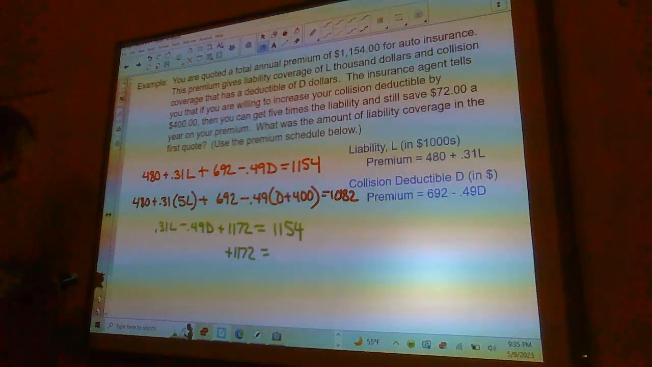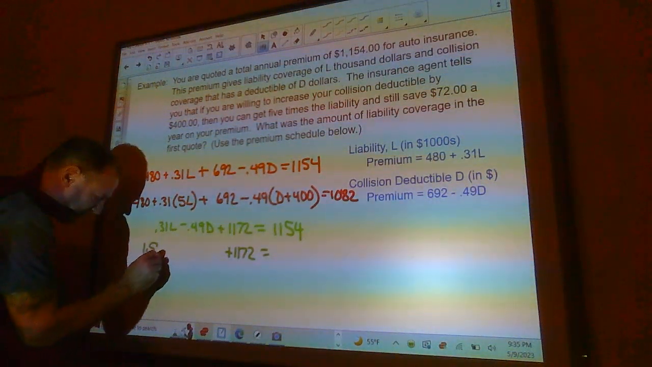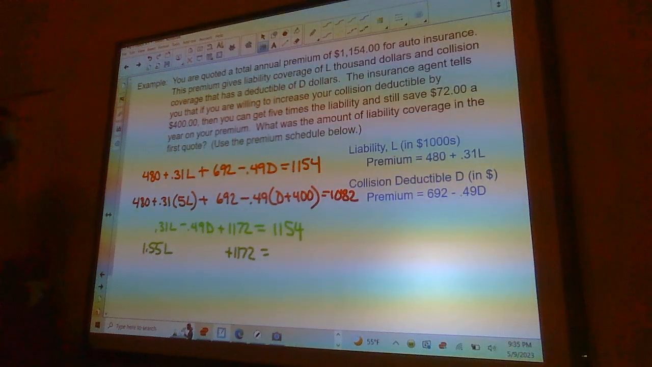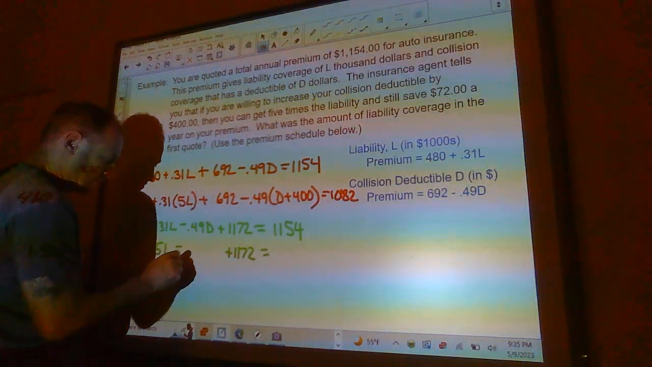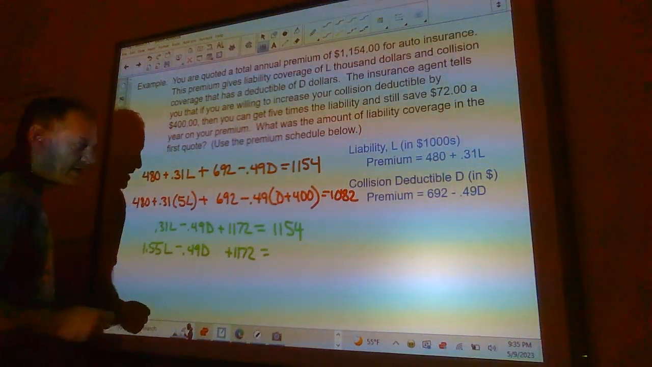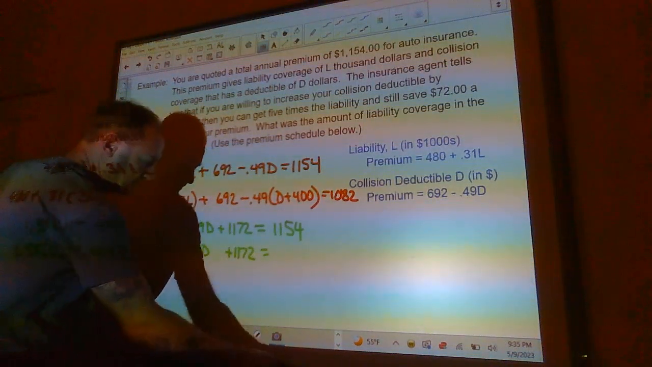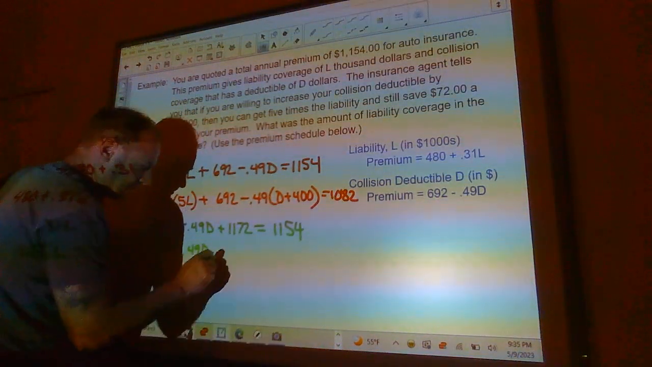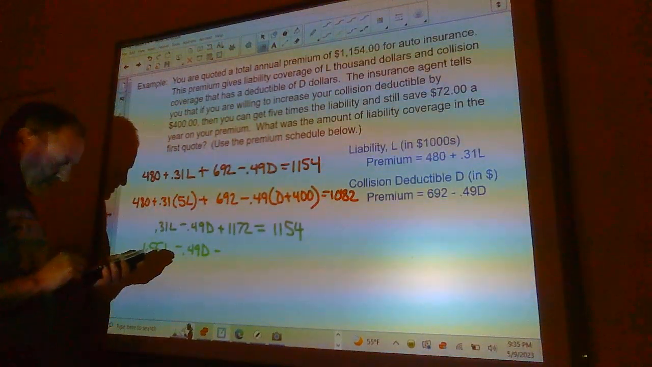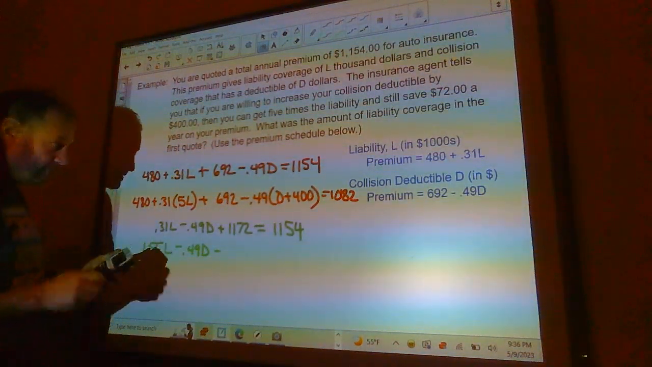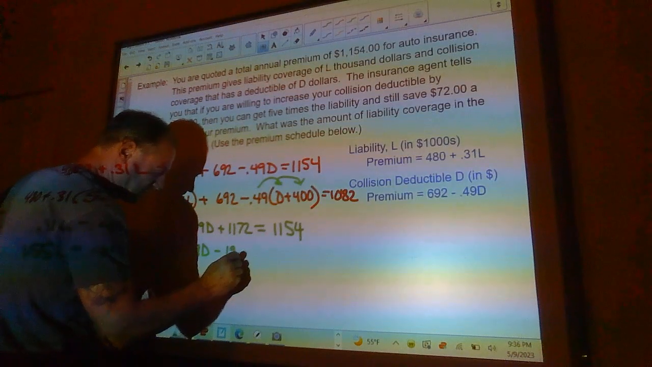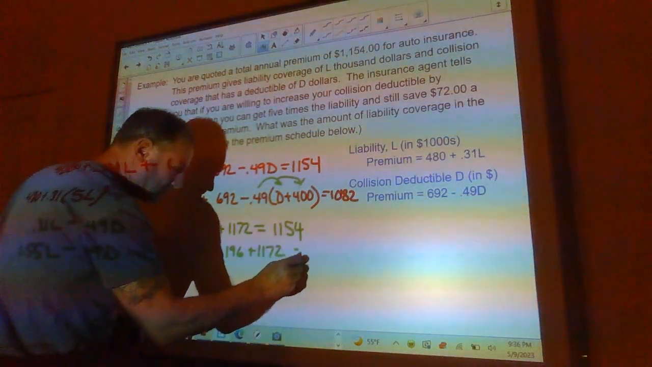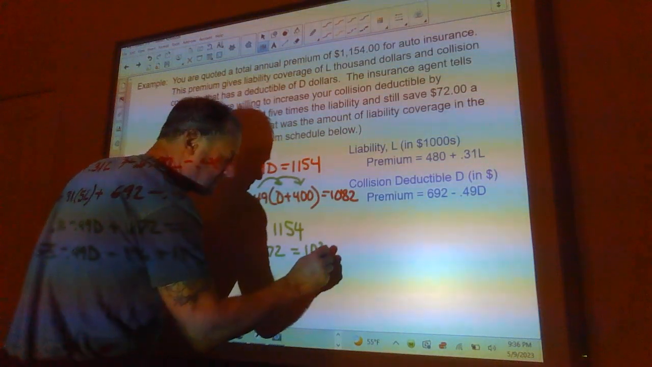Okay, so 0.31 times 5, that's going to be 1.55L. And then this is going to be minus 0.49D, minus, I'm going to have to move this, minus 0.49 times 400. So I'm distributing this in here. That's going to be 196. And that's going to equal 1,082.